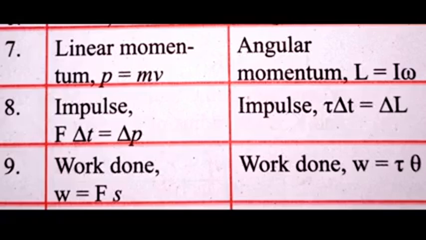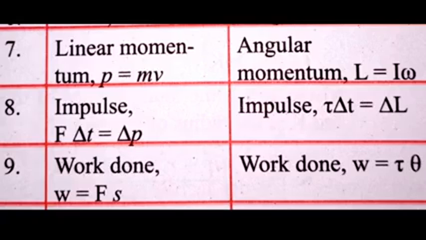Therefore, linear momentum is represented by P is equal to mass into velocity, or P equal to mv. But in rotational motion, it is represented by angular momentum. So angular momentum is represented by L. It will be equal to moment of inertia into angular velocity. Therefore, L is equal to I omega.